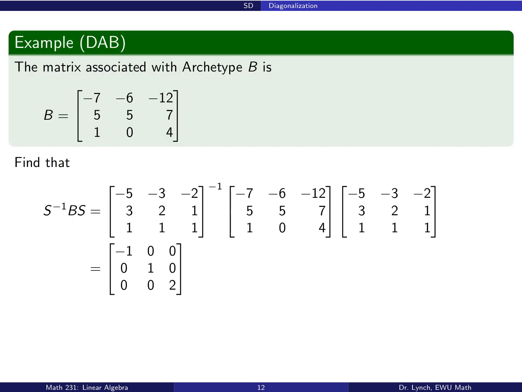Here's an example. The matrix associated with Archetype B happens to be diagonalizable. Here is an illustration that that is true. In this case, the matrix S is played by this matrix with its inverse. Here, we see that S inverse times B times S gives us a diagonal form. So the big question then is, how do you cook up this matrix S that does the diagonalizing? And the answer is eigenvectors.